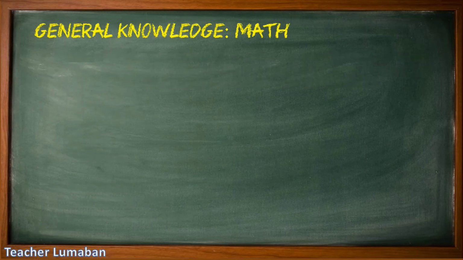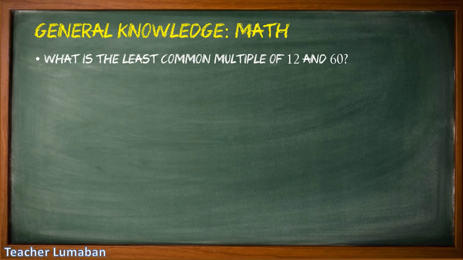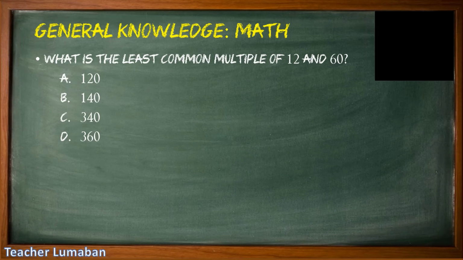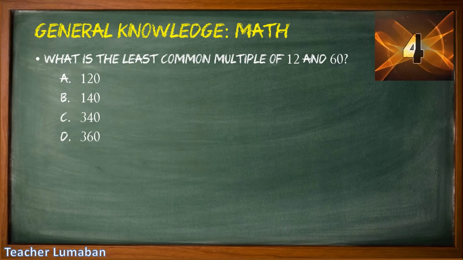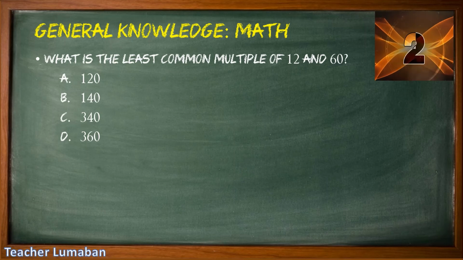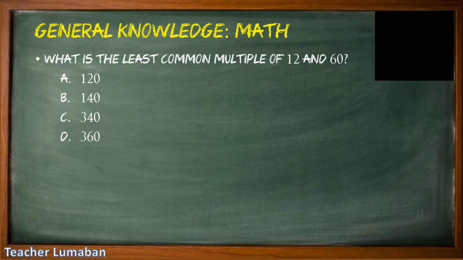What is the least common multiple of 12 and 60? Letter A, 120. Letter B, 140. Letter C, 340. Letter D, 360. Please answer in 5, 4, 3, 2, 1.